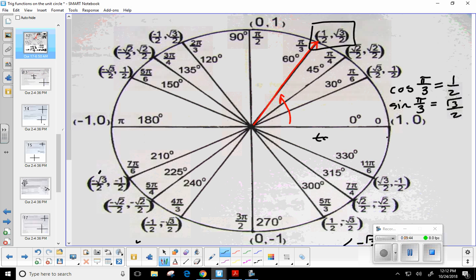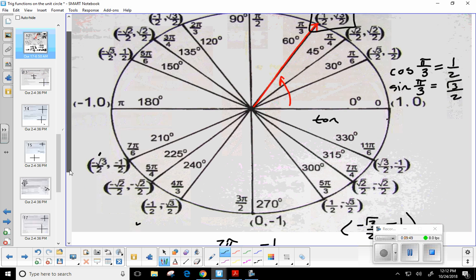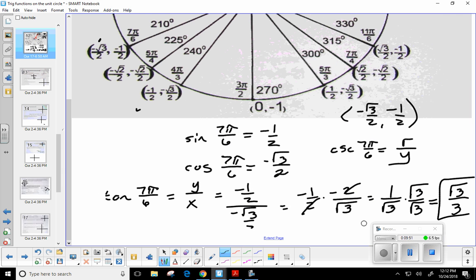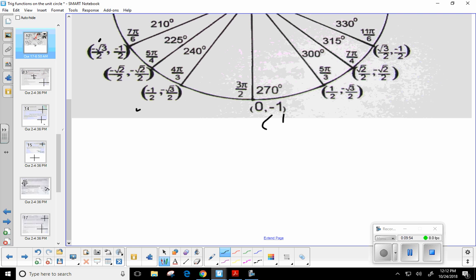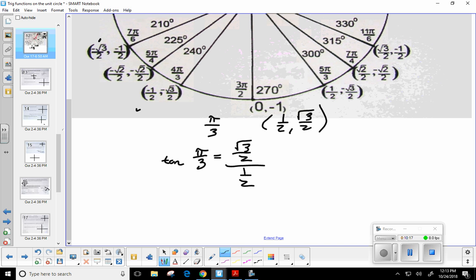So the tangent, and I should do it down here so I have more room. The ordered pair is 1/2, square root of 3 over 2. Remember, we're looking at pi over 3, which is 60 degrees. We already know that the cosine of pi over 3 gave me 1/2, and the sine of pi over 3 gave me square root of 3 over 2. Now if I want the tangent of pi over 3, I take the y value, the square root of 3 over 2, and divide it by the x value, 1/2.